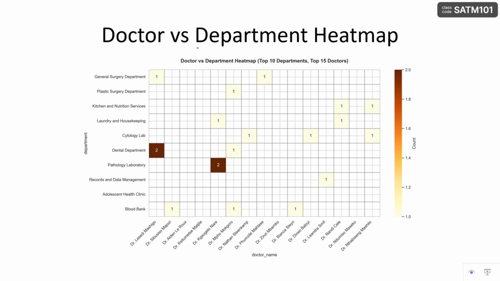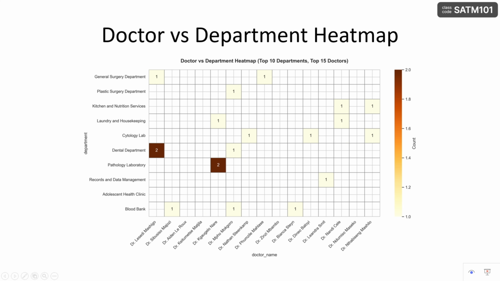So here we have a doctor versus department heat map. What does this graph tell us? The doctor versus department heat map highlights how patient care is distributed across the top departments and doctors. Most doctor-department interactions occur only once, showing that the doctors are highly specialized and typically work within a single department.